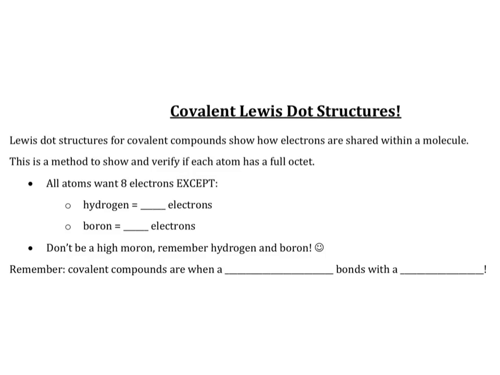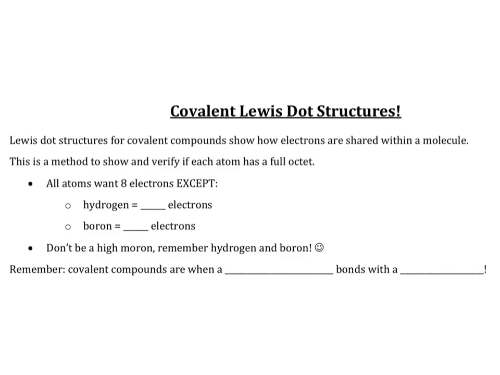Let's go ahead and talk about covalent Lewis dot structures. And so Lewis dot structures for covalent compounds show how the electrons are shared within a molecule. And this is a method to show and verify if each atom has a full octet. Now there are a couple exceptions.